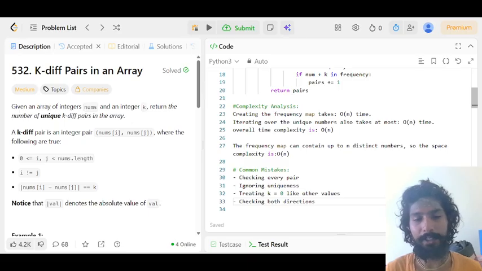So the main idea is simple: create a frequency map. When k is positive, count every unique number for which num plus k exists. When k is 0, count every number appearing at least twice. This gives us an efficient solution with O(n) time and O(n) extra space.